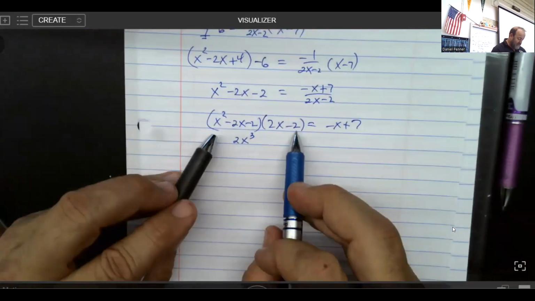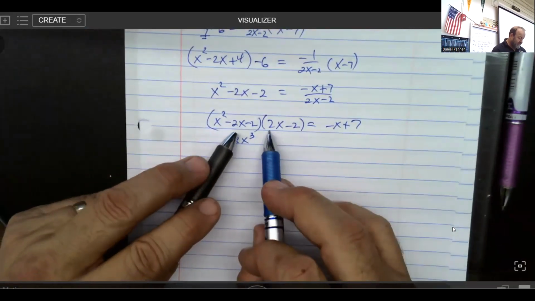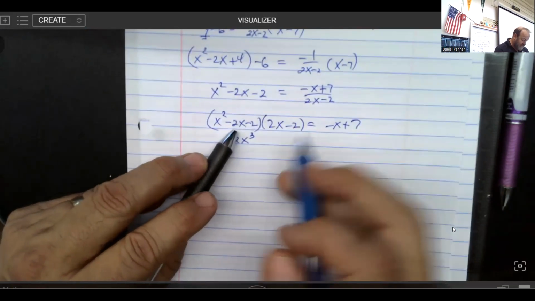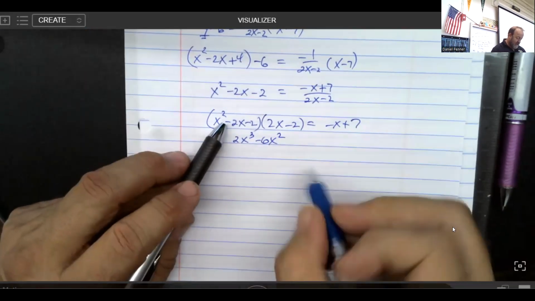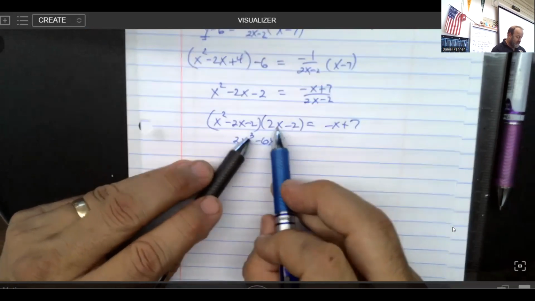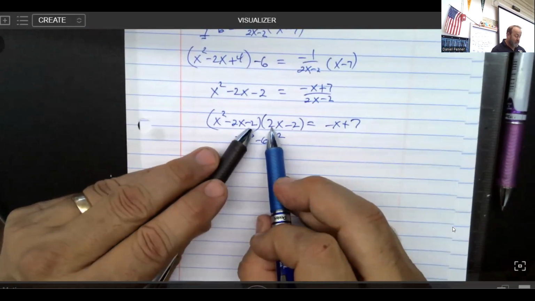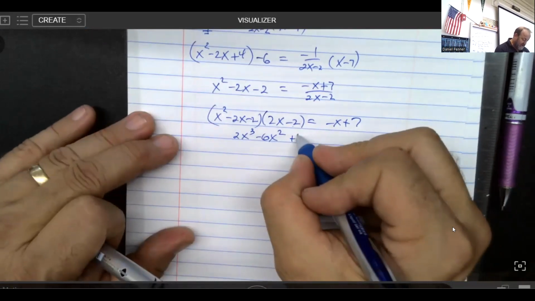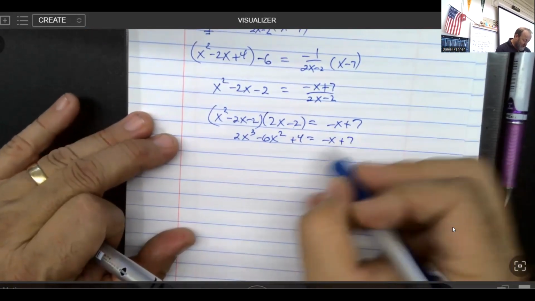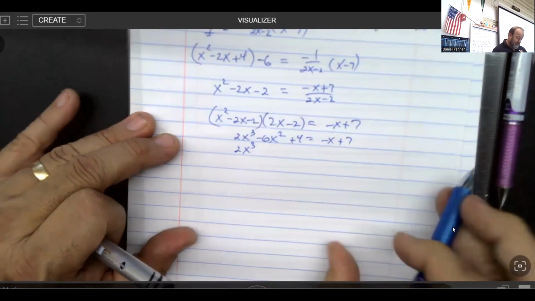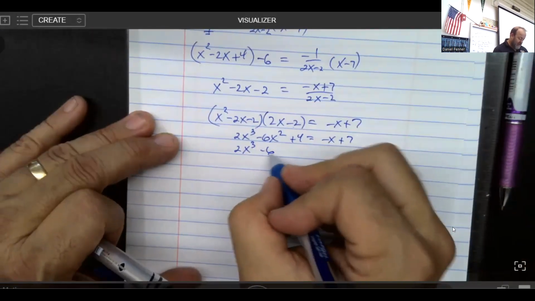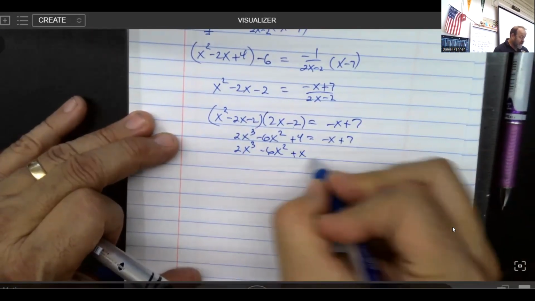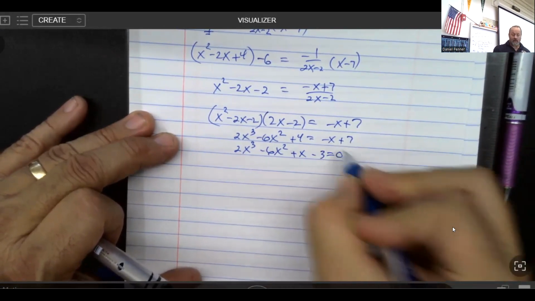I've got a negative 2x squared and another negative 4x squared, for a total of negative 6x squared. I have a positive 4x and a negative 4x, which wonderfully cancel, and a plus 4 for the end, equals negative x plus 7. And one of the trainings we've had over the years is that we always like things, if we can, to be set equal to 0.